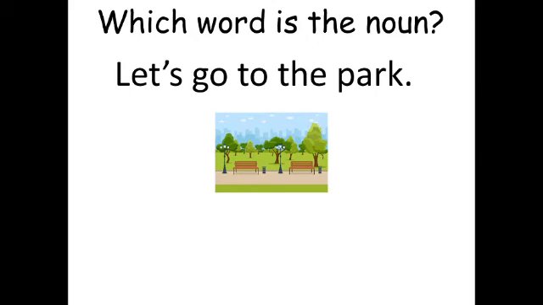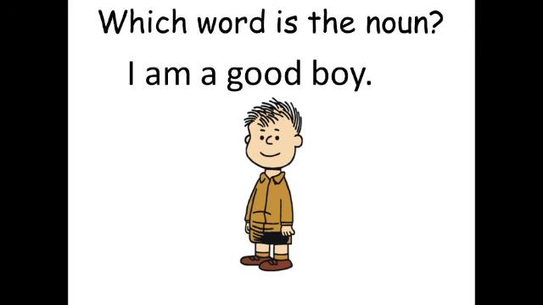Let's go to the park. Which word is the noun? Think about it. Very well done. Park is a noun because it's a name of a place. I'm a good boy. Which word is the noun? Think about it. Noun is the name of a person, place, thing, or animal. And the sentence is: I am a good boy. Yes, you're right. Boy, because boy is a name of a person.